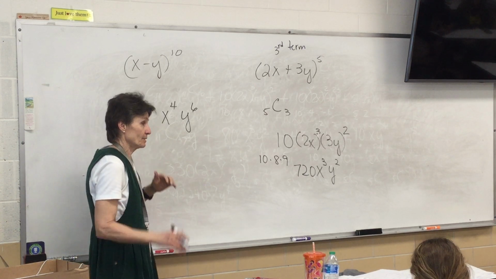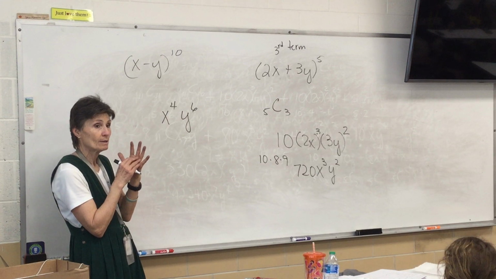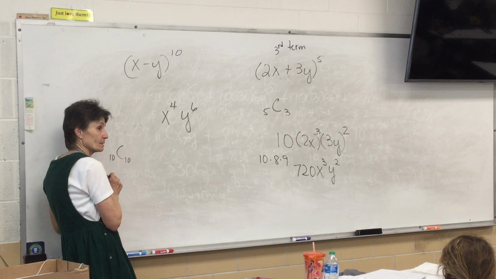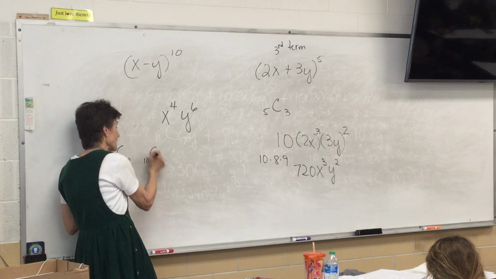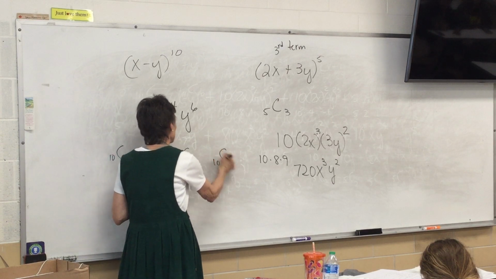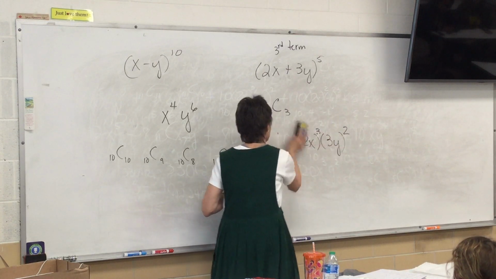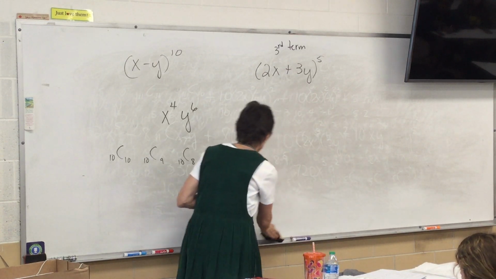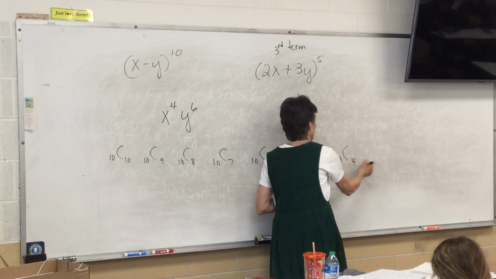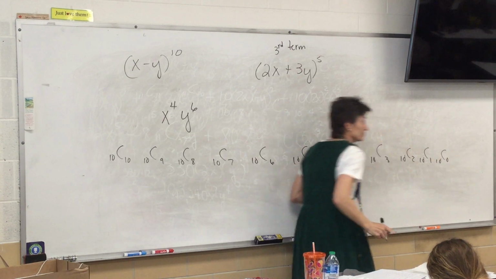Now, let's remember that in the 10th row, the first coefficient would be 10C10, and then the next one would be 10C9. I'm gonna go ahead and write all this out, but you don't need to, if you have it figured out. I'm doing this for those people that still are staring at me blankly. These would be the numbers in the row. There they are.